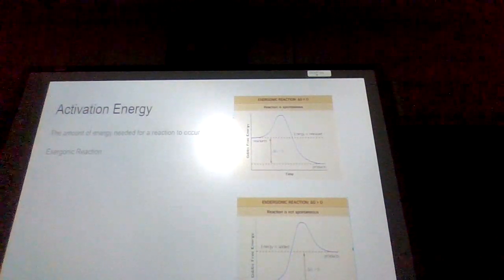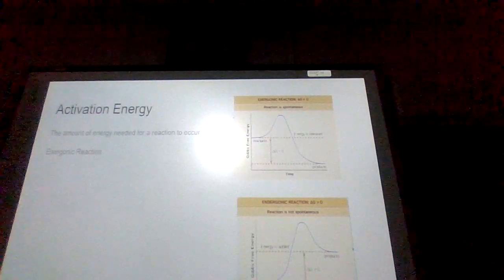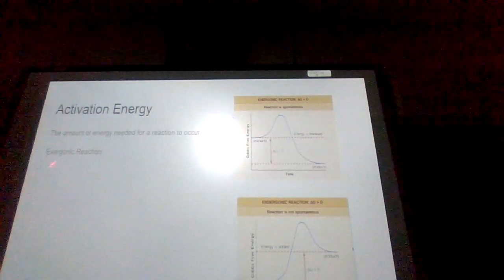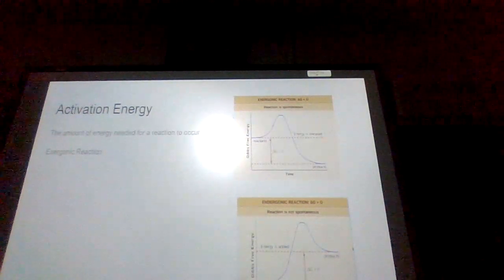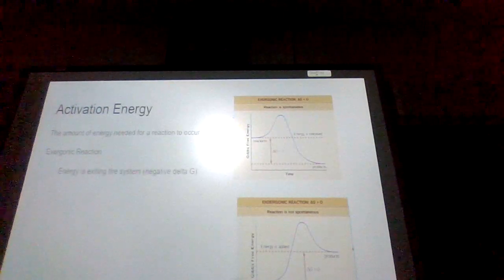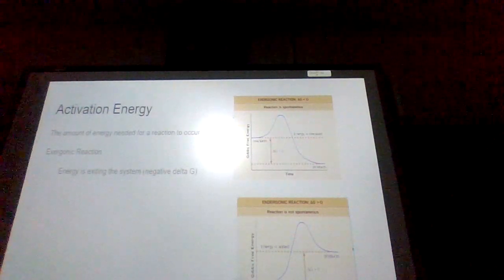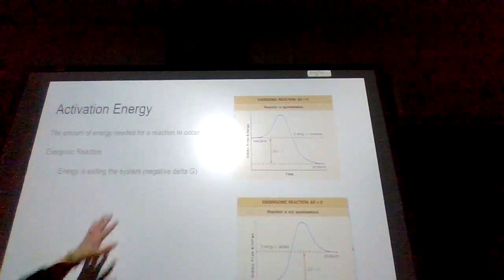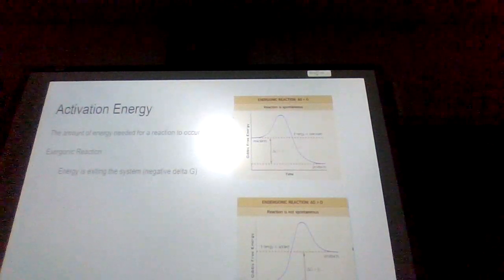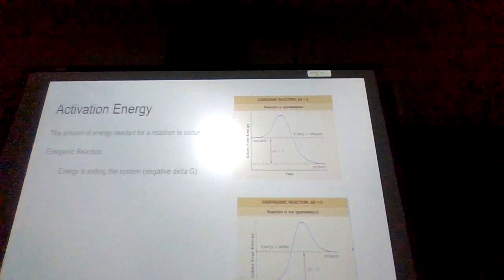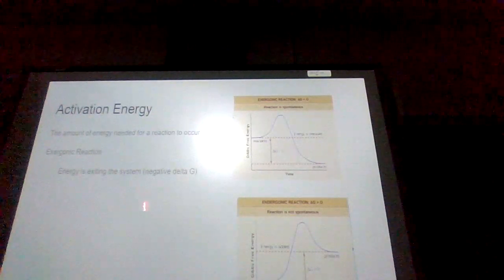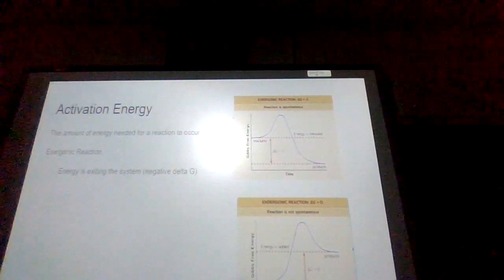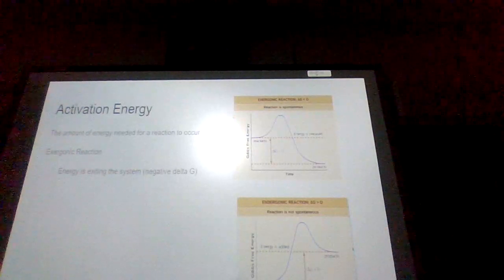We have exergonic reactions. We have endergonic reactions. Again, we've seen this prefix EX, so we're exiting. So energy is exiting the system, which means it's going to have a negative delta G. Don't worry so much about the delta G in here. That's definitely more of an AP thing. But for those of you who are thinking down the road, or you're thinking some physics, you definitely need to understand delta G.